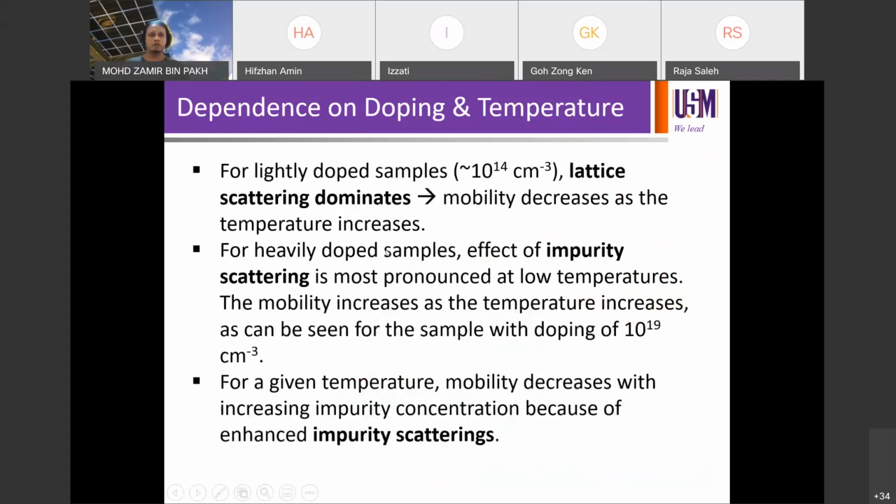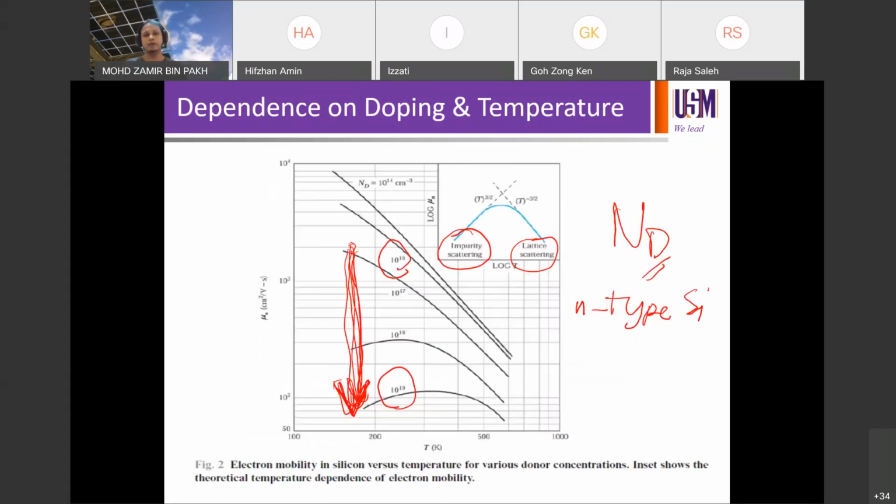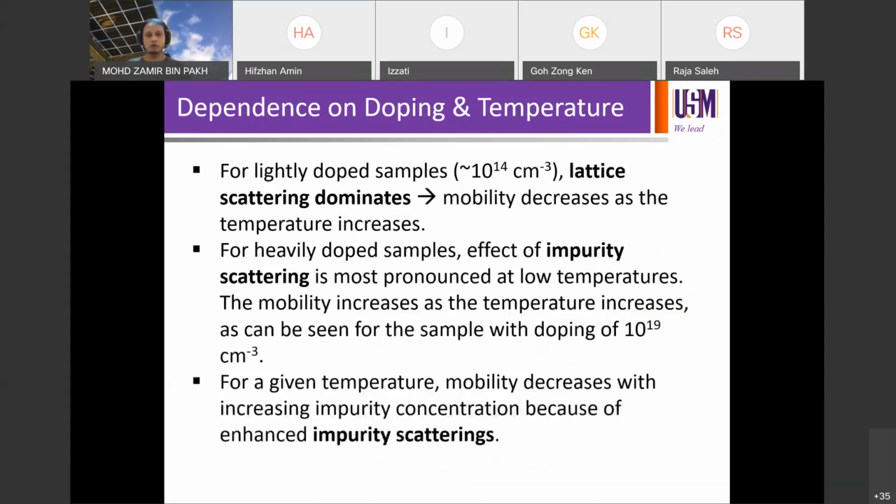So for lightly doped samples, say 10^14, lattice scattering dominates. So when you have lightly doped, the lattice scattering that we discussed in our slides before, the electric field, lattice scattering dominates. Okay, at some temperature. So your carrier movement will be determined by the lattice scattering at that particular point. So mobility decreases as the temperature increases.